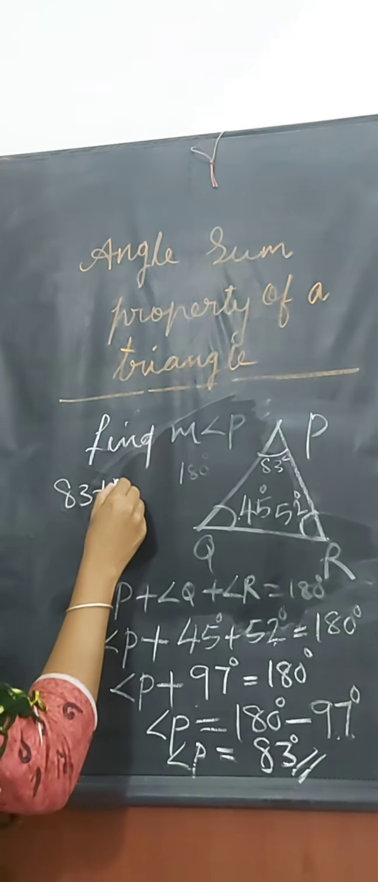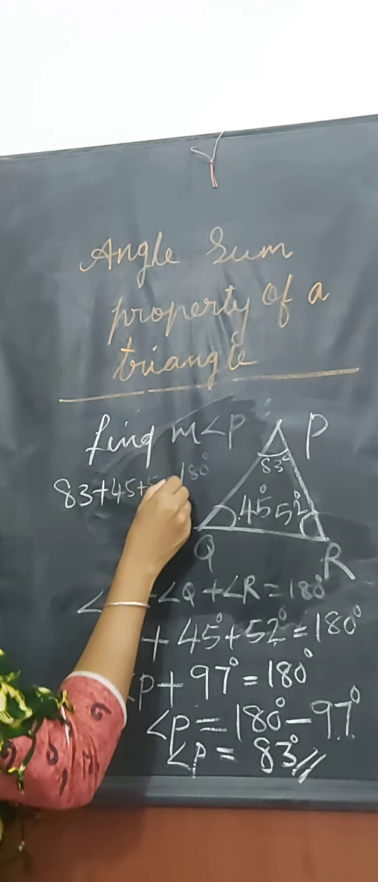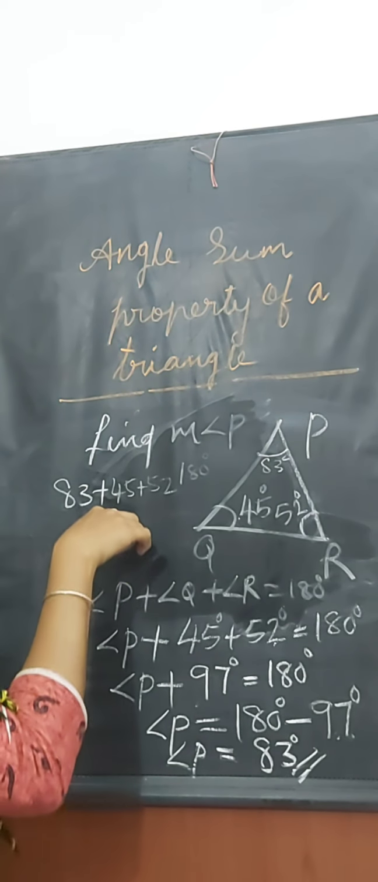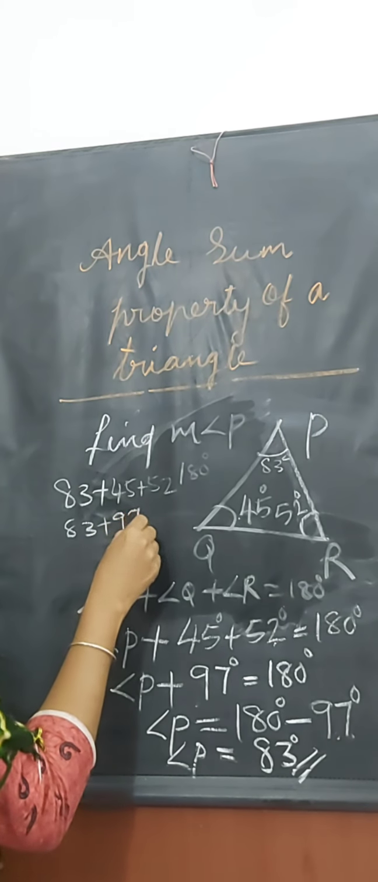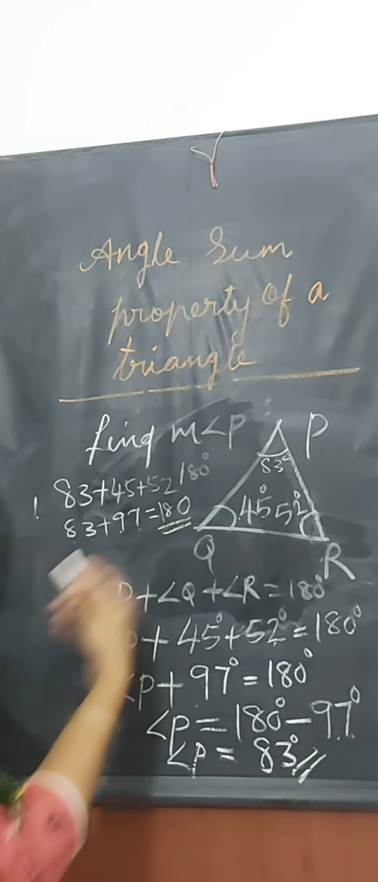Check: 83 plus 45 plus 52. 52 plus 45 we get 97. 83 plus 97 we get 180 degrees. Next we discuss exercise number 6.3.